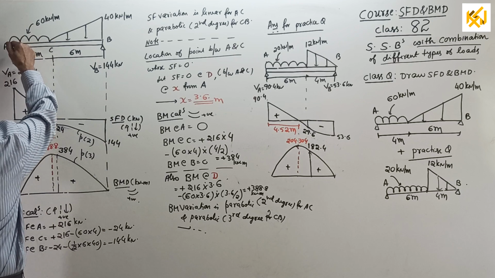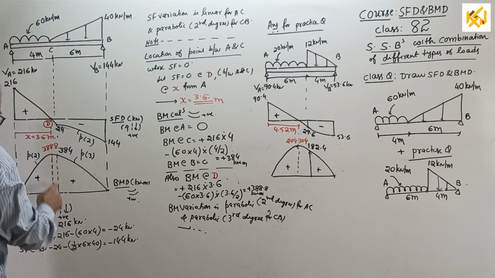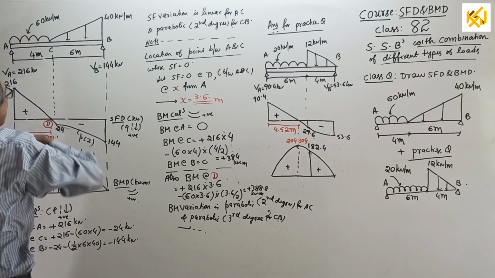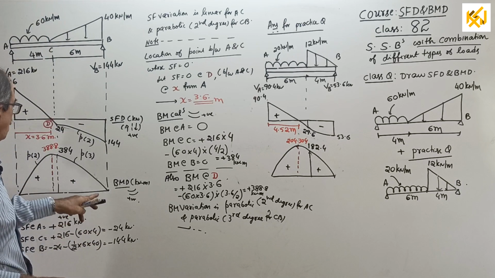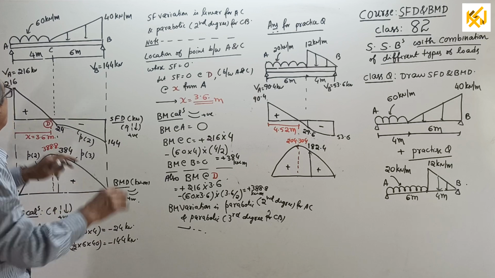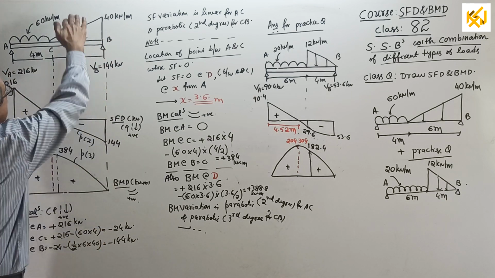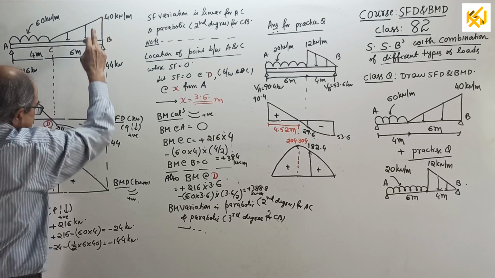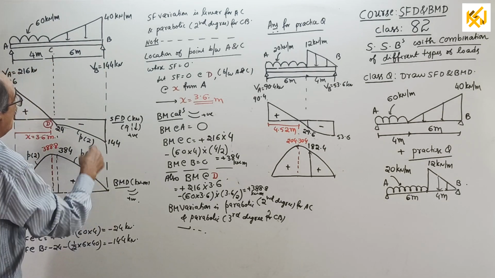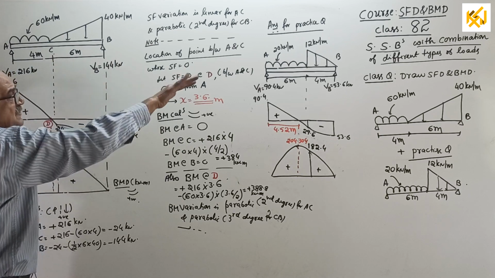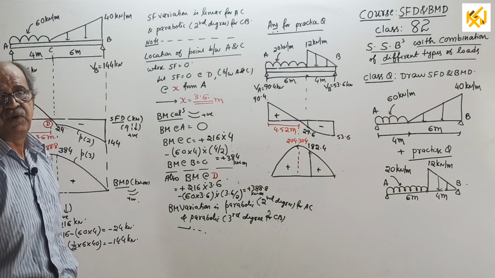Shear force at A, slightly to this side, plus 216 kilonewton. Shear force at C, plus 216 minus 60 into 4, equal to minus 24 kN. Shear force at B, slightly inside, minus 24 minus half into 6 into 40, it will come minus 144. Or if you look from the right side, slightly inside, it is right up, negative minus 144.